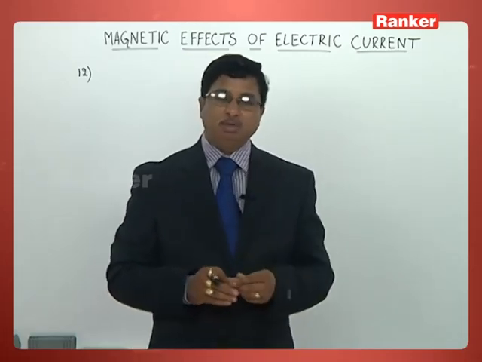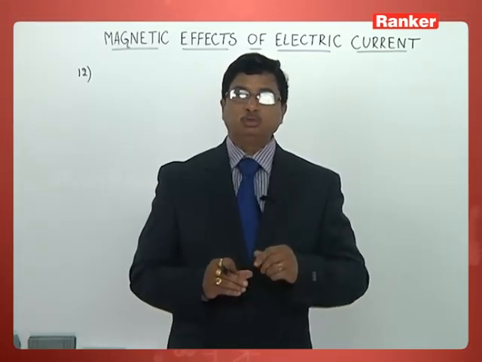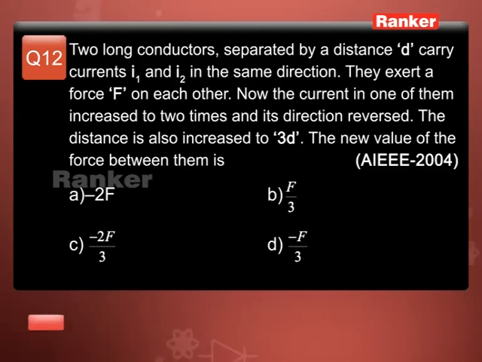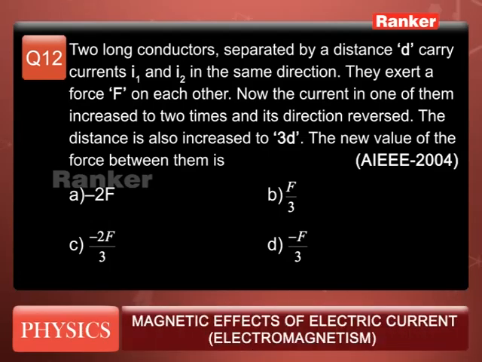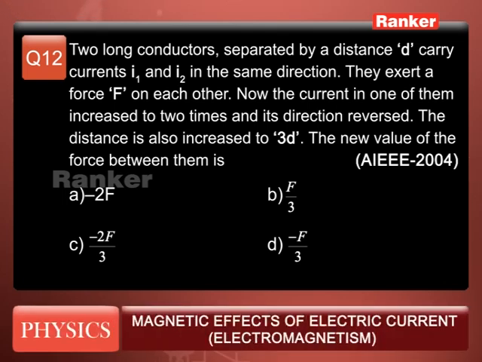And the same problem has appeared earlier in the AIEEE paper of 2004. Now let us check those options given. The very first option is minus 2F. The second option is F by 3. The third option is minus 2F by 3 and the fourth option is minus F by 3.